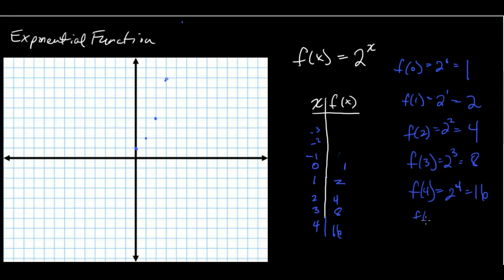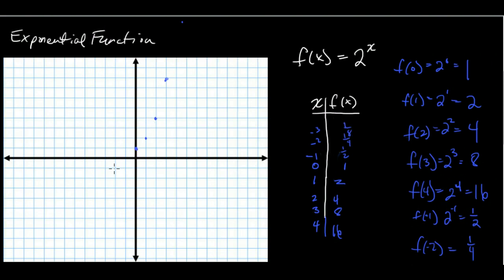So the f of -1 is 2 to the -1, which employing the inverse rule, that would be 1 over 2. And really that's just going to happen all the way down, right? F of -2 would be 1/4, and so on down the line. So that would be 1/2, that would be 1/4, -3 would be 1/8, and so on and so on.